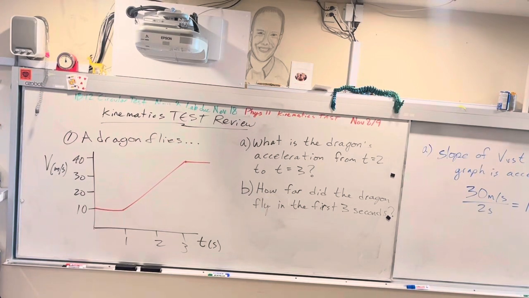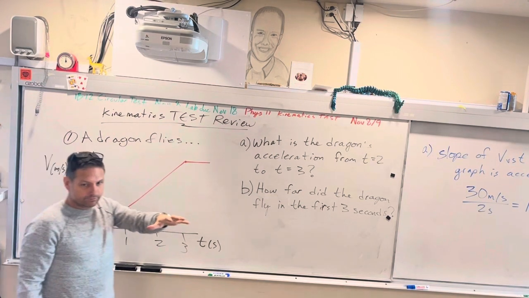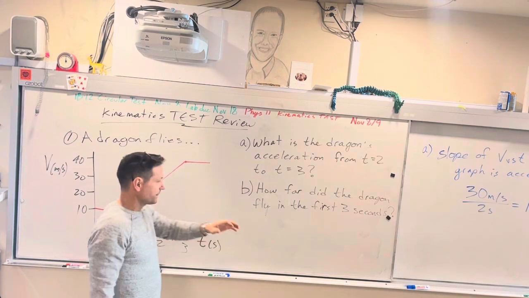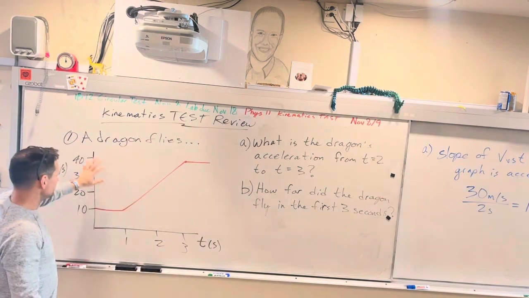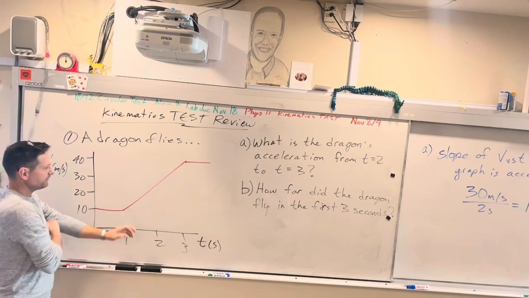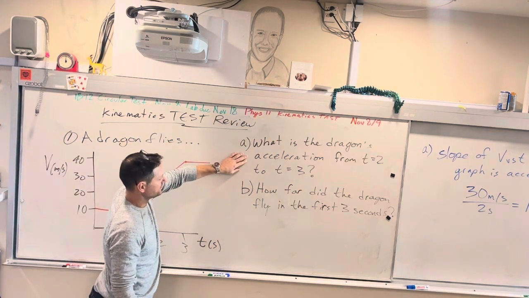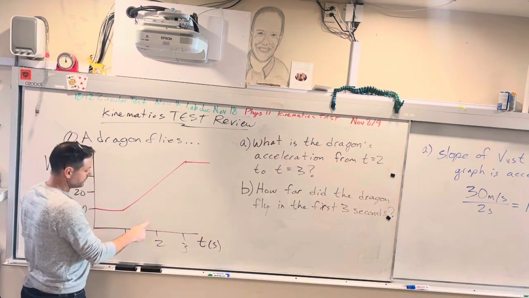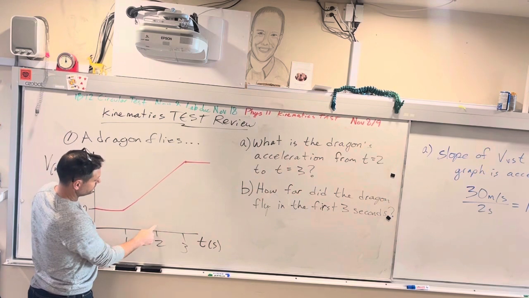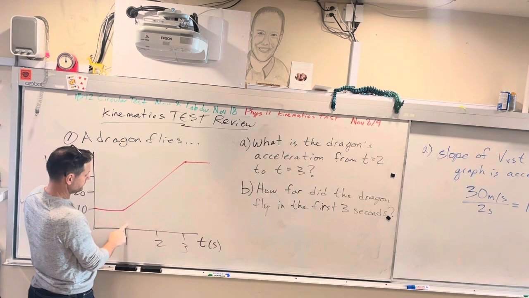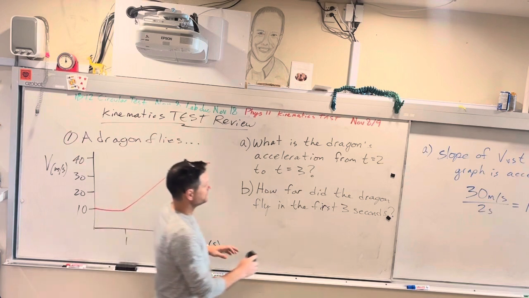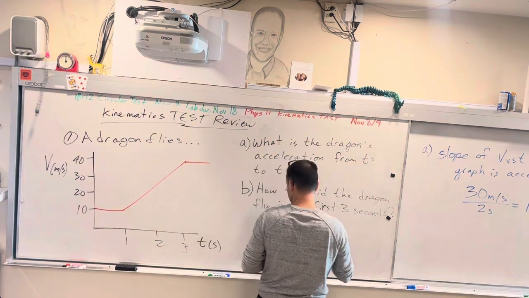Okay, so we're doing test review for the kinematics test. This is the first problem I gave. This is a dragon flying, and we wanted to find the acceleration from t equals 2 to 3. Oh, I did 2 to 3. I meant to say t equals 1 to t equals 3.